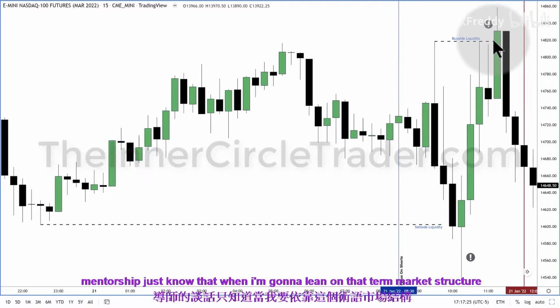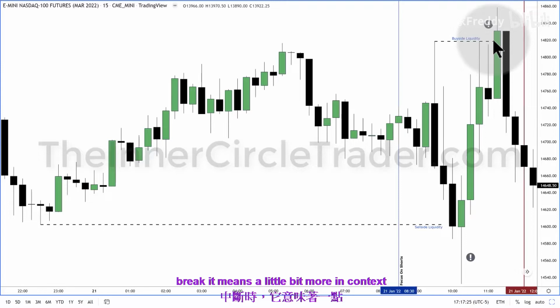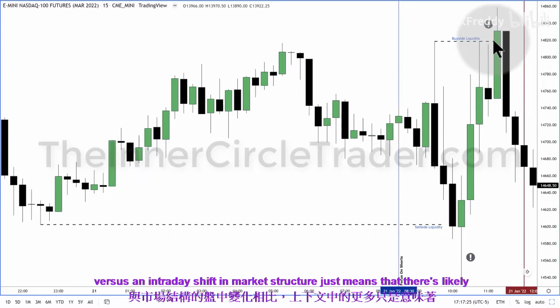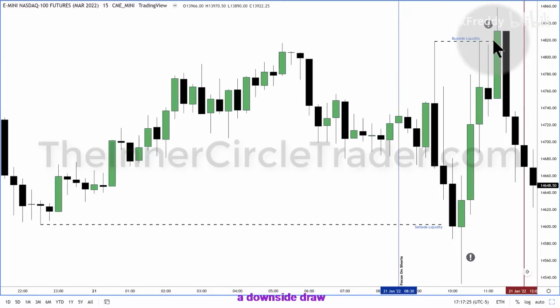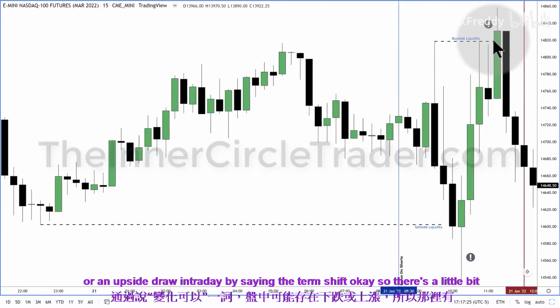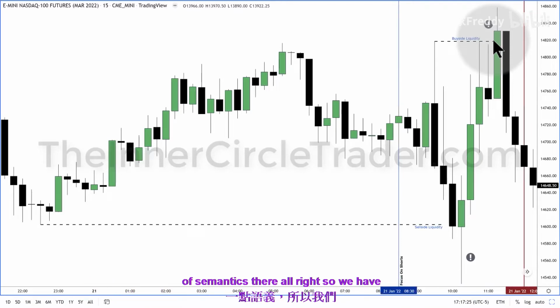For our conversation here on this mentorship, just know that when I lean on the term market structure break, it means a little bit more in context versus an intraday shift in market structure. By saying the term shift, it just means that there's likely a downside draw or an upside draw intraday. So there's a little bit of semantics there.